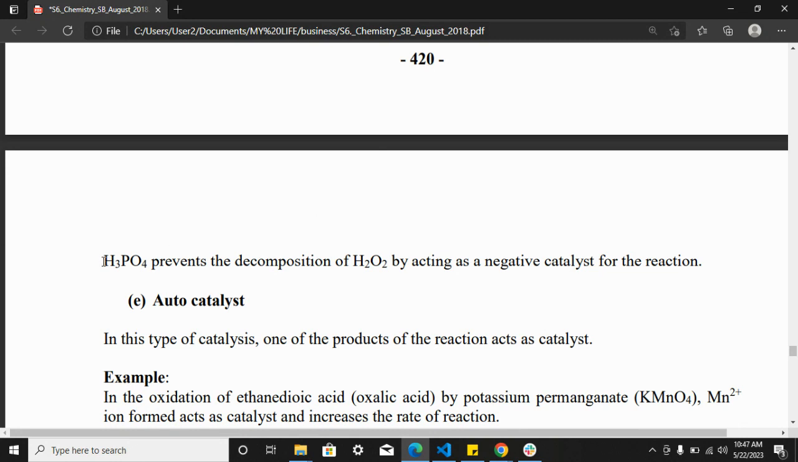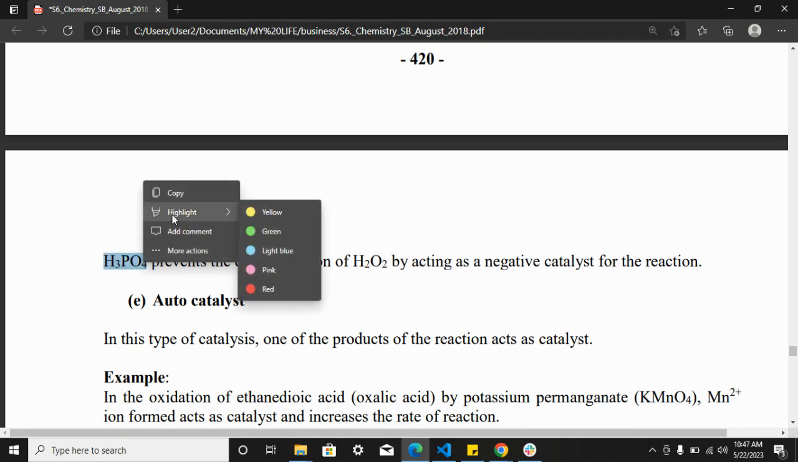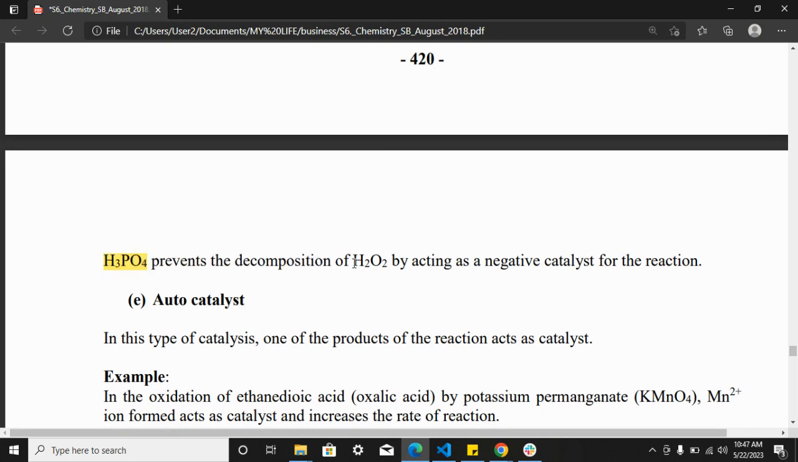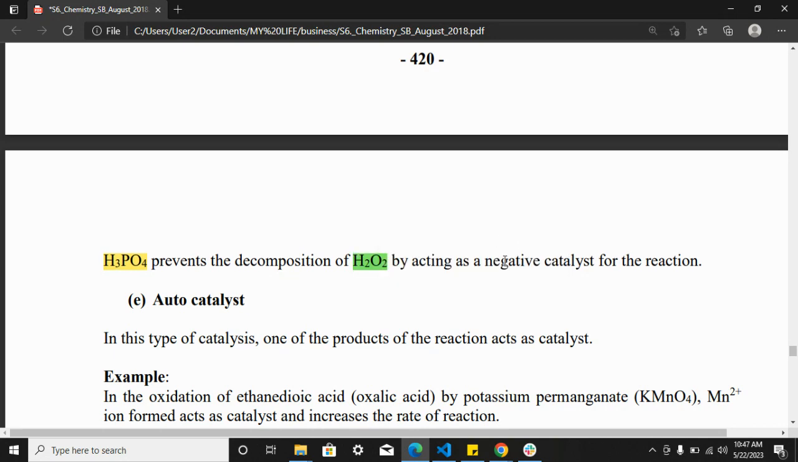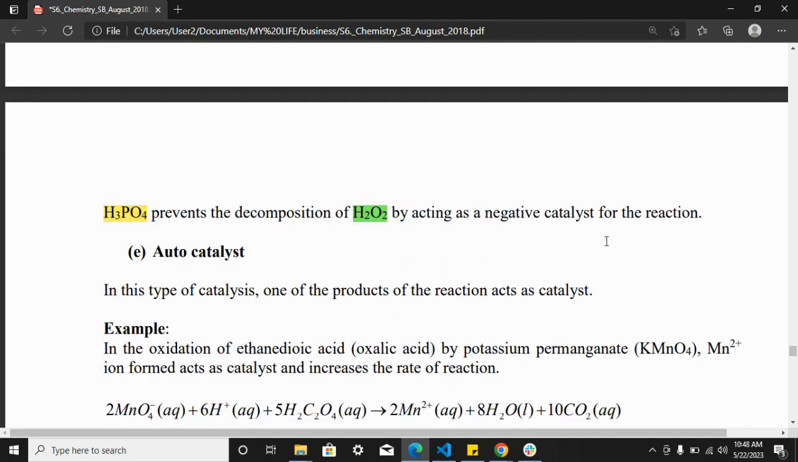Another one: hydrogen phosphate, or phosphorus acid, preventing the decomposition of hydrogen peroxide, right? The decomposition of hydrogen peroxide is prevented by potassium hydrogen sulfate, right? So in that case they are acting as negative catalysts.